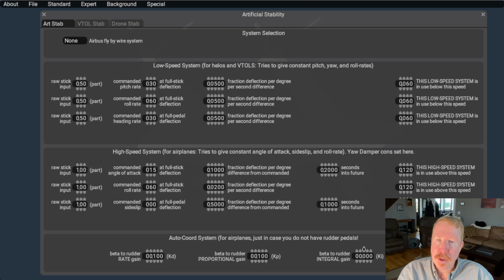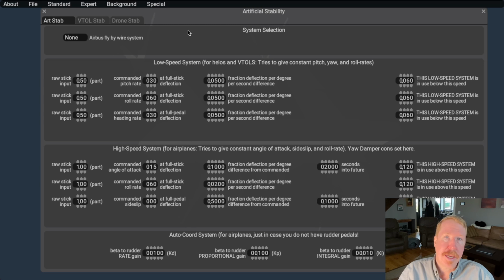And beta to rudder integral gain, and this should probably be less. The integral gain says that if you are off to the side, it's going to gradually keep integrating, building up more and more and more rudder to try and get the aircraft to go straight again. So this is going to build up rudder deflection over time. And so if you look at all three of these constants, you realize how nice this can be.